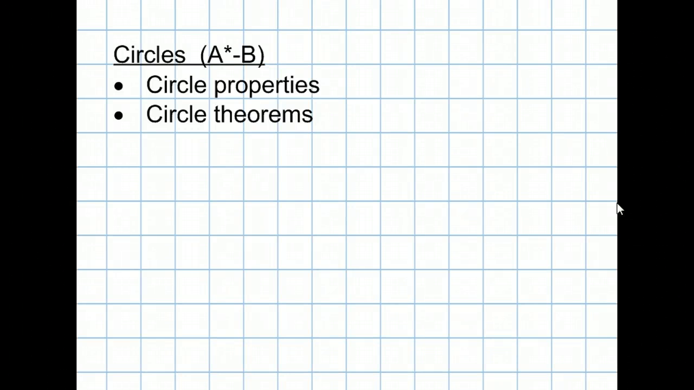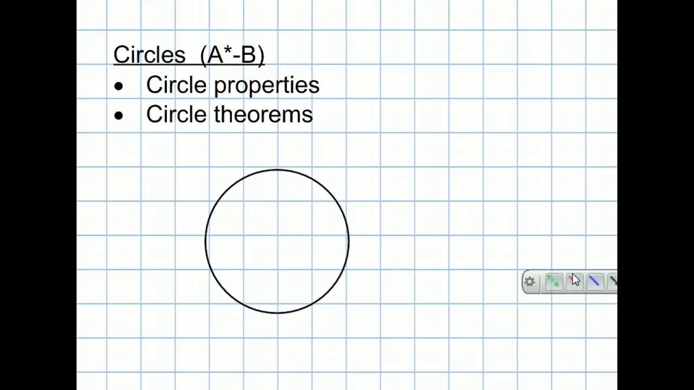Now, in this video we're going to be looking at circle properties and circle theorems. Let's look at the properties first. There's a circle, and the first property is to do with a chord. A chord is a line that crosses the centre.